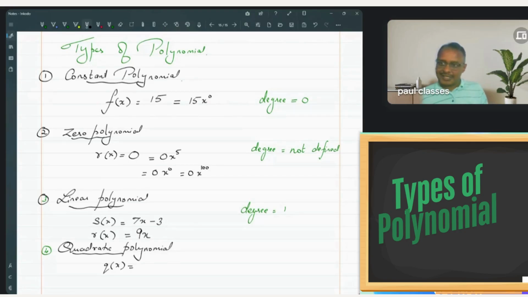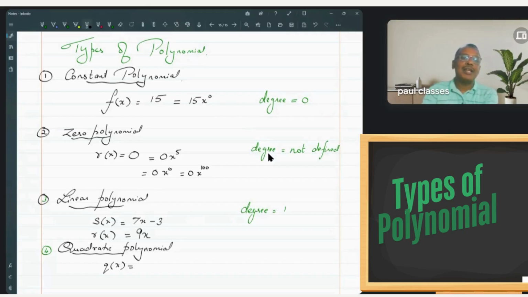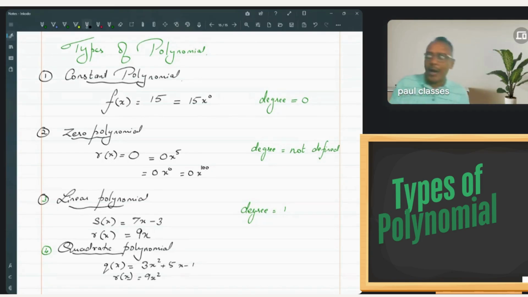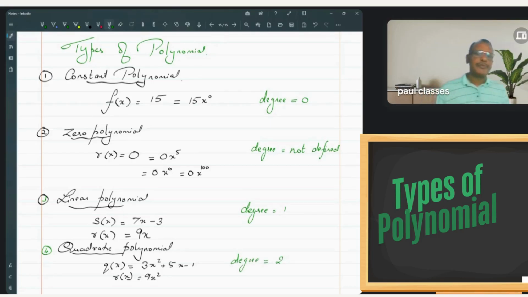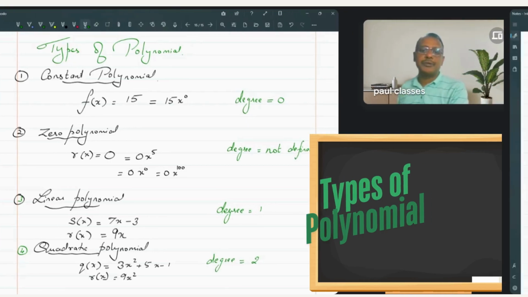A quadratic polynomial has a degree of 2. What is a quadratic polynomial? A quadratic polynomial has degree 2. For example, 3x square plus 5x minus 1. What is the degree here? The degree is 2. Your writing time, please write down degree 2.